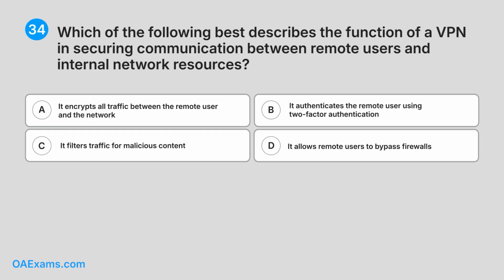34. Which of the following best describes the function of a VPN in securing communication between remote users and internal network resources? A. It encrypts all traffic between the remote user and the network. B. It authenticates the remote user using two-factor authentication. C. It filters traffic for malicious content. D. It allows remote users to bypass firewalls. Can you guess the answer?